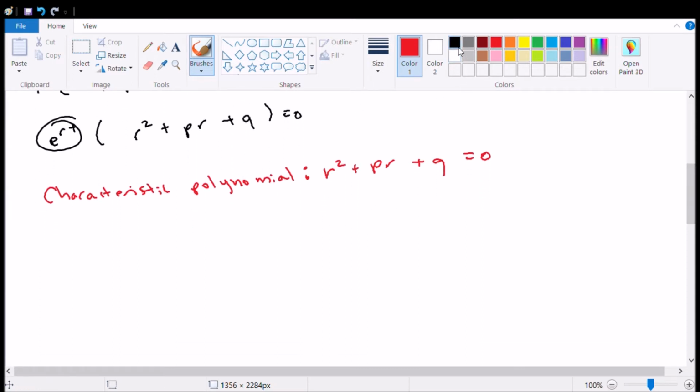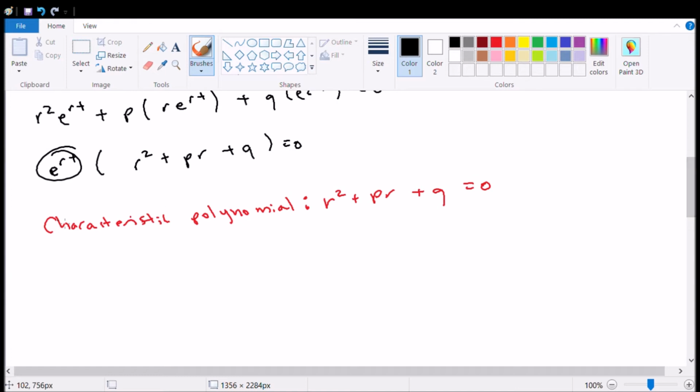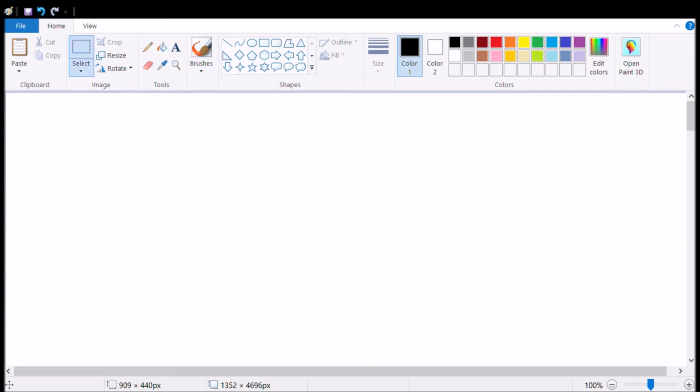But for now, let's just think about what the possible scenarios are for this polynomial. So you're trying to solve for r, right? And it seems that if you solve for r, then you can solve for this e to the rt term, and maybe you can solve for the general solution. Okay, so as with any polynomial, the roots have 3 cases. So we're going to look at the 3 possible cases.